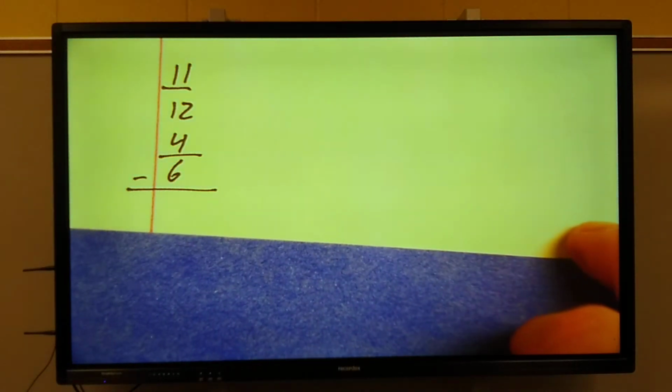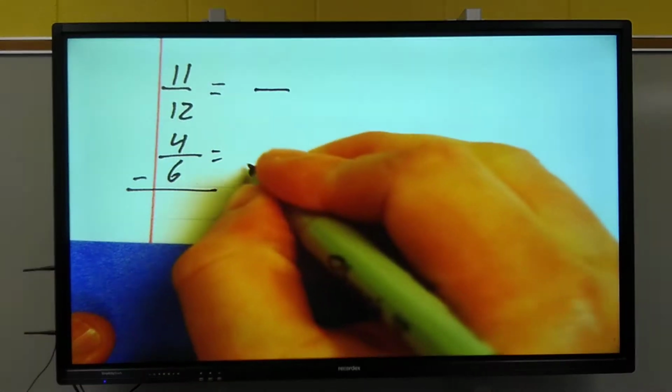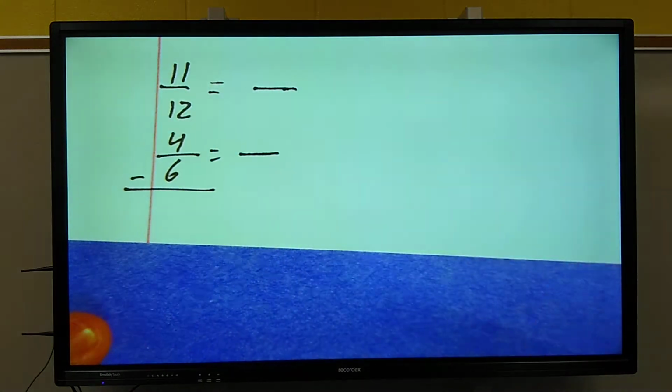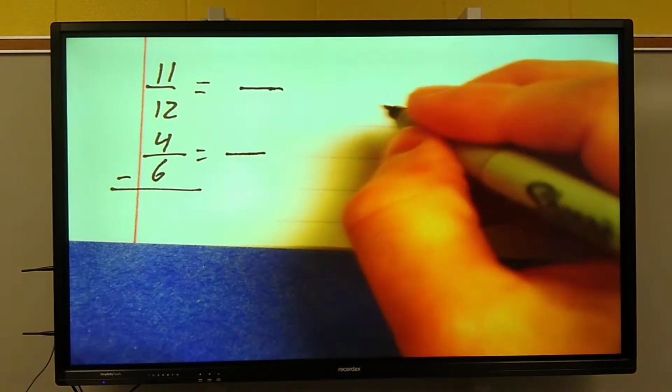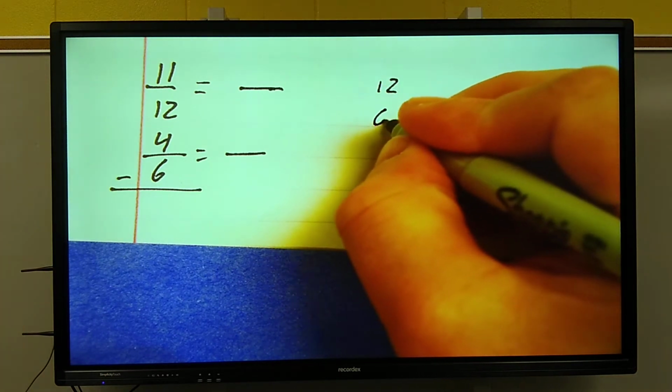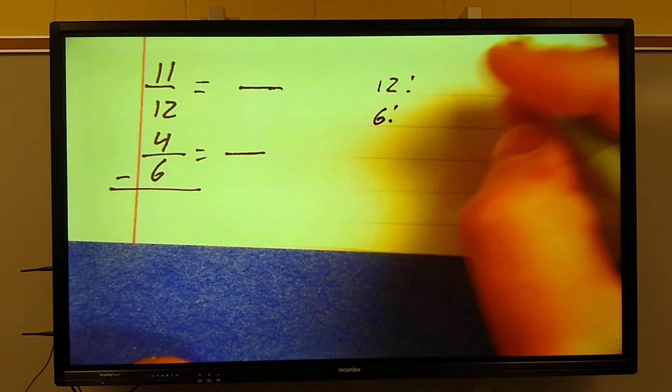You line them up vertically. You must find the least common denominator. This one should have been easy to find, but just for review purposes, let's go over it real quick. You take your denominators, 12 and 6, and you multiply until you find one that is the same.